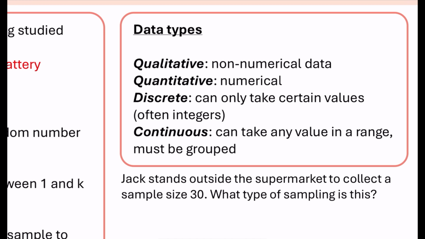You probably do remember this from GCSE. Discrete is data that can only take certain values, often integers, and continuous data is data that can take any value within a range, and it obviously must be grouped together because you might not get two that are exactly the same, so we often put those in groups.